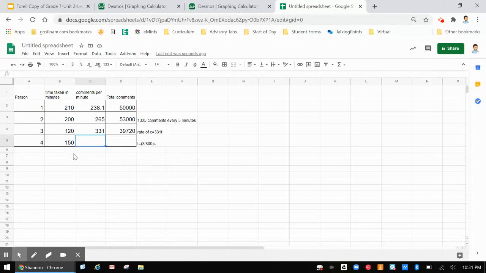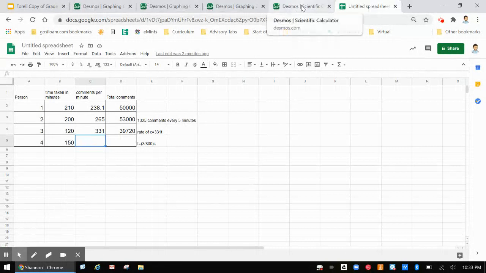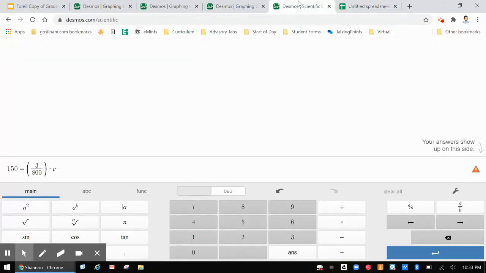So one thing you can do, if you're looking at this, is just plug in 150 minutes for T, and you should be able to come up with the C. So you plugged in 150 for T, it's going to be T equals 3 over 800 times C. I kind of put that in here. You notice it doesn't calculate it automatically for you, but you can kind of look at this equation this way.